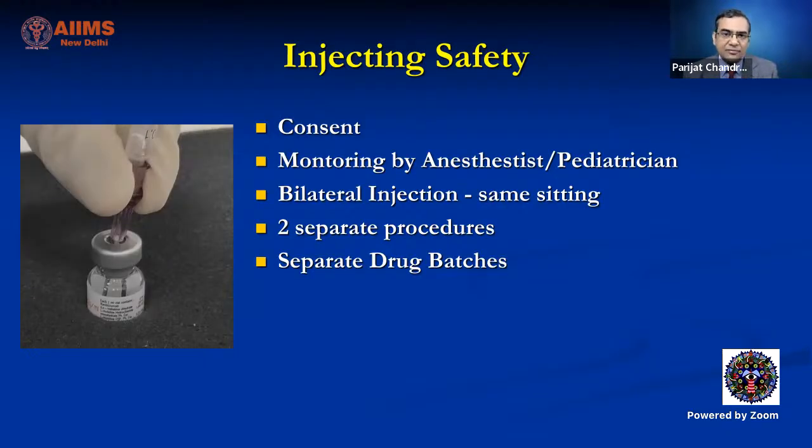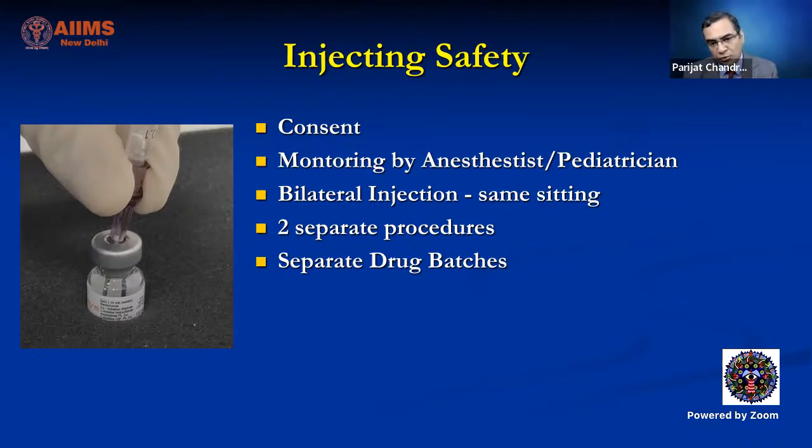Injecting safely is very important. So if you want to maintain safety, first is the consent. Then you need to monitor in the presence of an anesthesia or pediatrics person. Bilateral injection we usually do in the same sitting because the disease is usually bilateral, aggressive posterior in both the eyes. Better to do in the same sitting in both the eyes. But obviously you have to treat it as two separate procedures. You have to clean, prep again, and all the sterile precautions have to be taken.